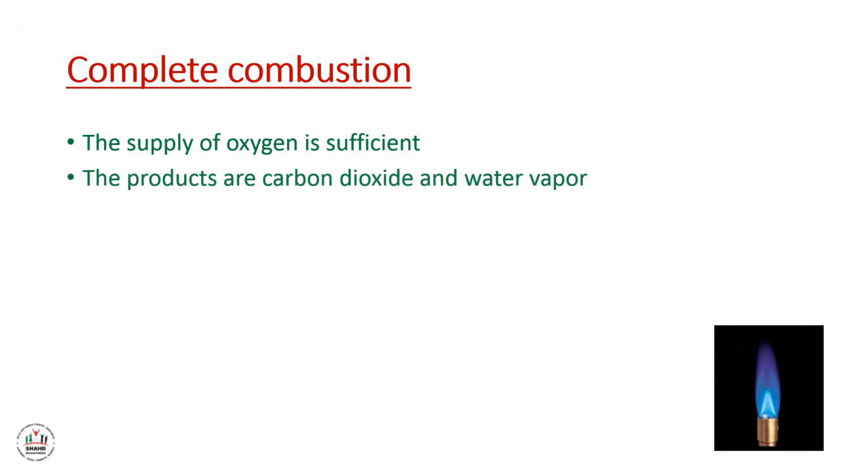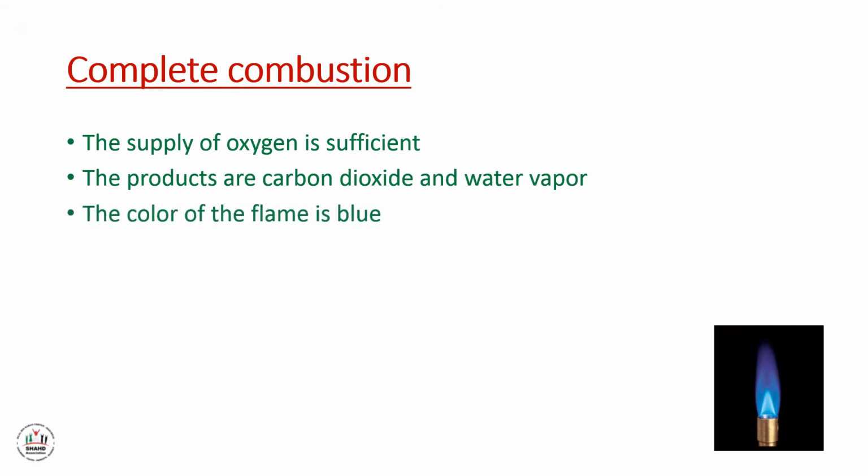Now we will take some examples of a chemical reaction. Today we are going to talk about combustion, and we will start with the first one, which is called complete combustion. In complete combustion, the supply of oxygen is sufficient. The products are carbon dioxide and water vapor, and the color of the flame is blue.